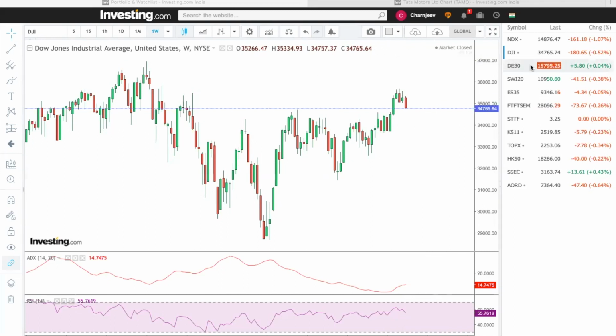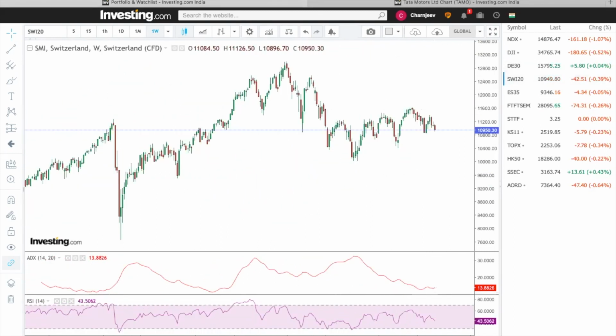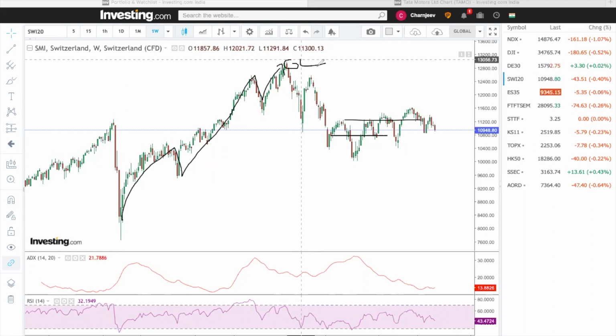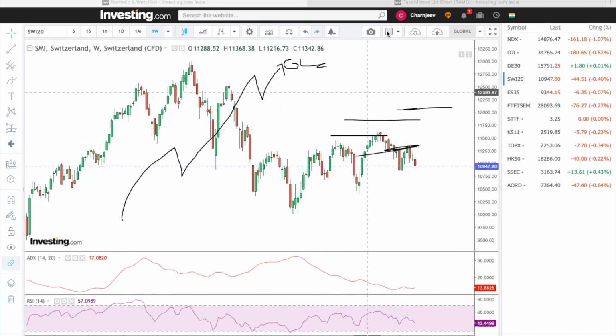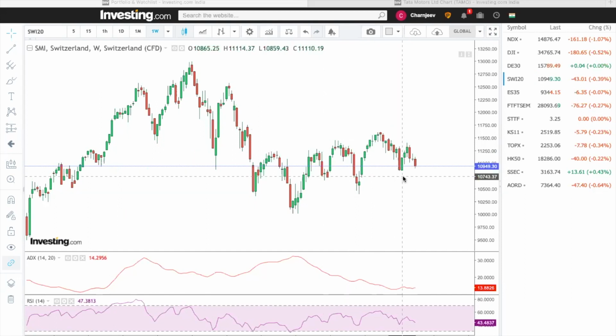Let's see the chart of Switzerland. In Switzerland, there is a 5-wave rally, and afterwards it has just corrected from here. And these are the levels whenever Indian indexes are also corrected. So at the global scale, you can see that while our indexes are making new all-time highs, in Europe the chart is just making correction points. So we can see here also that there are signs of exhaustion in the Switzerland indexes.